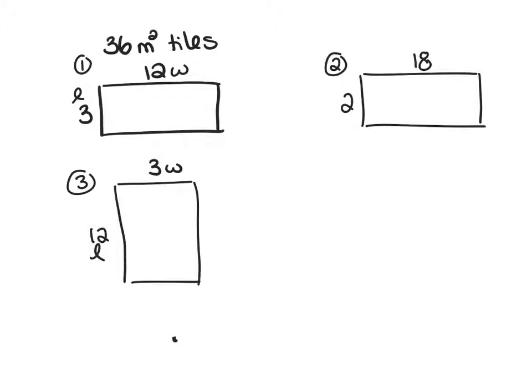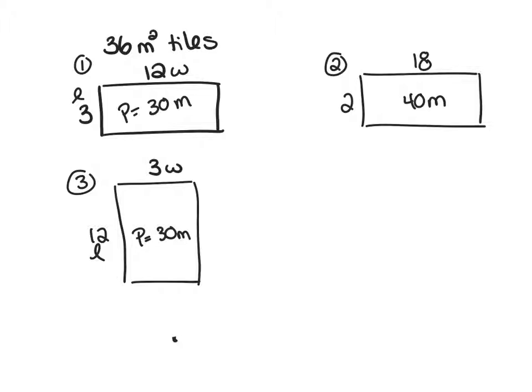So you'll notice that all of these have the same area because they're all 36 meters squared. But you'll notice that their perimeter is a little bit different. For example, this one is 3 and 3, which is 6, plus 12 and 12, which is 24. So this one's 30 meters around. This one is also going to be 30 meters around. That's okay. But this one's 2 and 2 and 18 and 18. 18, 18, 36 plus 4, which is 40 meters around.